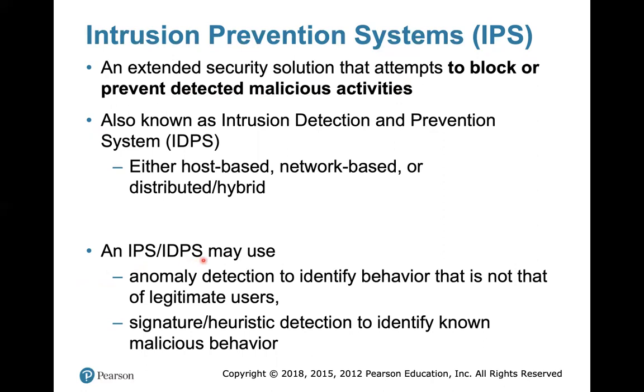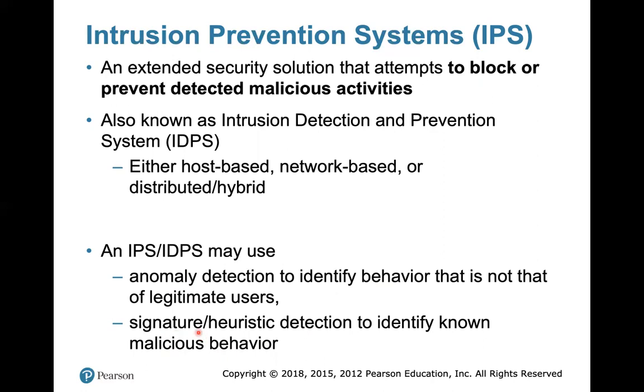IPSs or IDPSs may use anomaly detection. This is another categorization of the approaches that people can take in order to develop IPSs. IPSs can be developed by anomaly detection. In that case, they detect anomalies and identify if the behavior of a user or a traffic pattern is safe or not safe. Or they can be developed based on signature checking or heuristic methods.